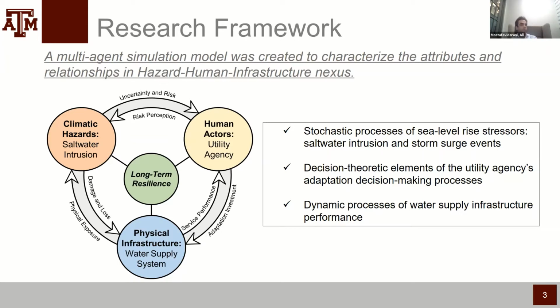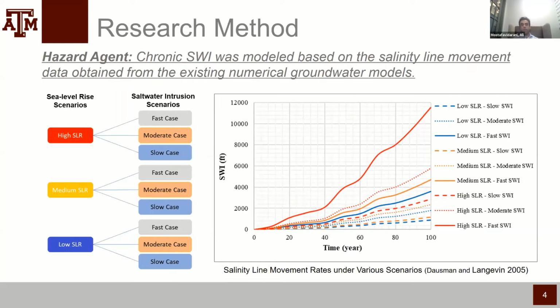What would happen if you have a slow scenario of sea level rise with faster saltwater intrusion? What would the metric of interest, which is availability of water supply for the community, be in 50 years? And what would be the instances where the salination extent is reducing our capacity to provide fresh water for the community? So the first component focuses on the hazard and the climatic stressors.